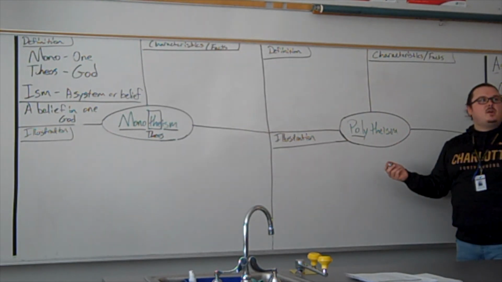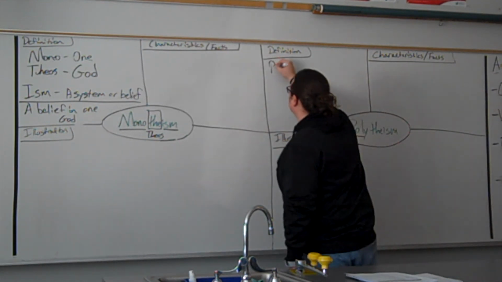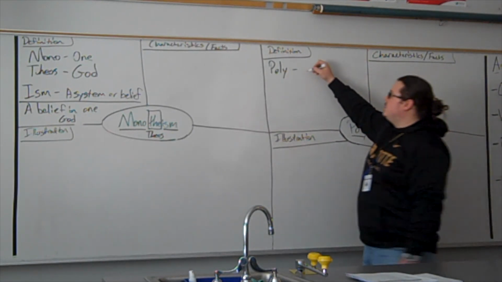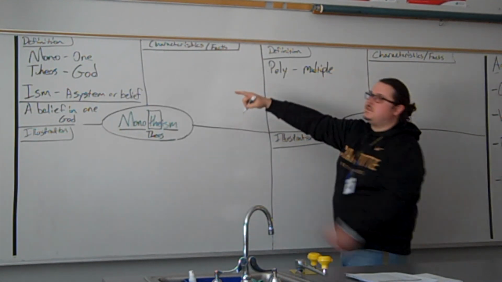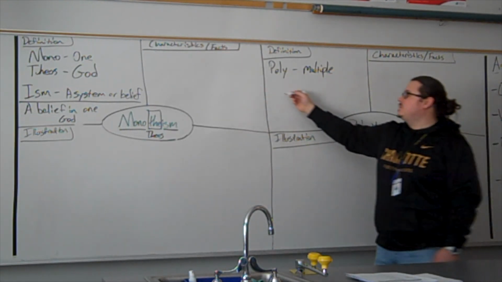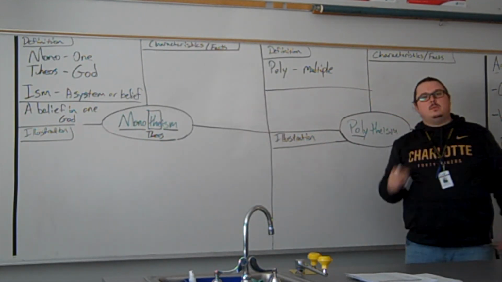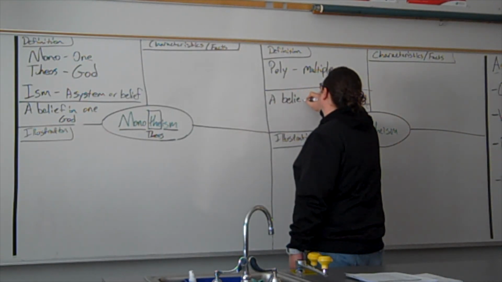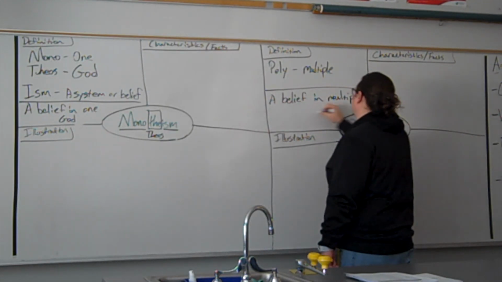Who sees words that we've already seen? I kind of tricked you and underlined it. Alex, what do you see? Poly. Poly, what do you think that means, Alex? Multiple. Yes. Yay. So, based off of our parts of speech, somebody make a definition for this one. Just raise your hands. Soraya, help me out. A belief in multiple gods. A belief. Good.